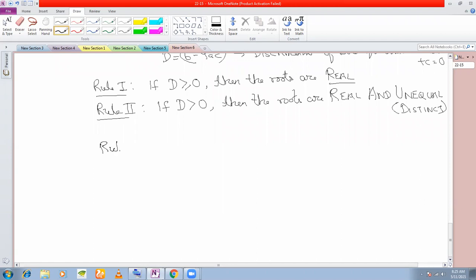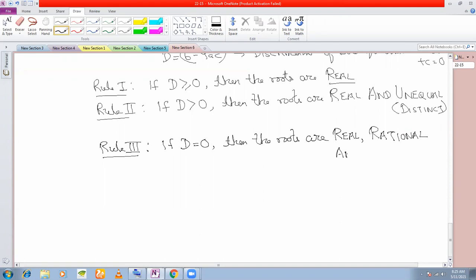The third rule here is that if D is equal to 0, then the roots are real, rational, and equal. I just mentioned rational roots. This is the additional word that you're going to note from your class 10. If D is equal to 0, I had told you that roots are simply real and equal. So this is another additional word that I add here: real, rational, and equal.